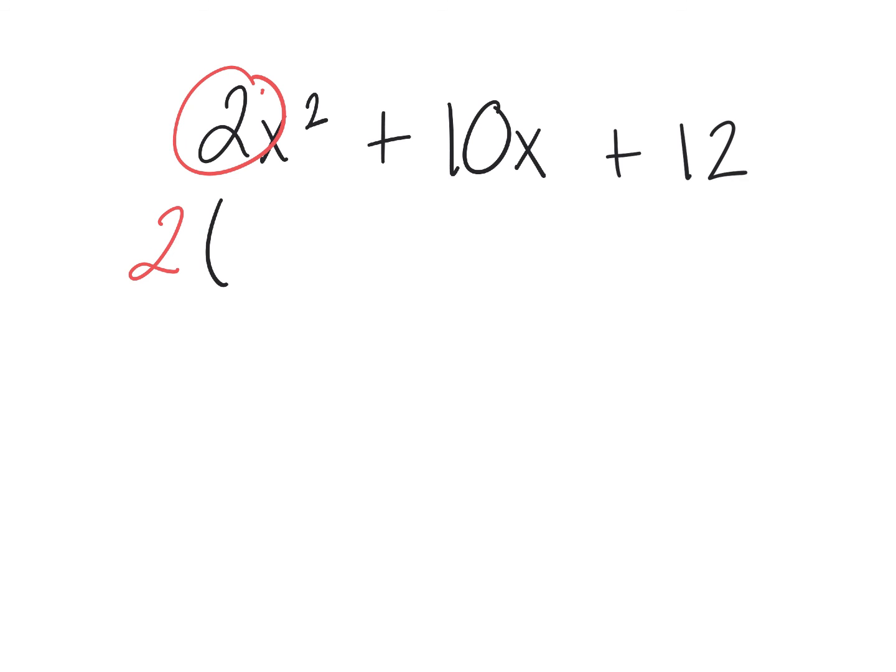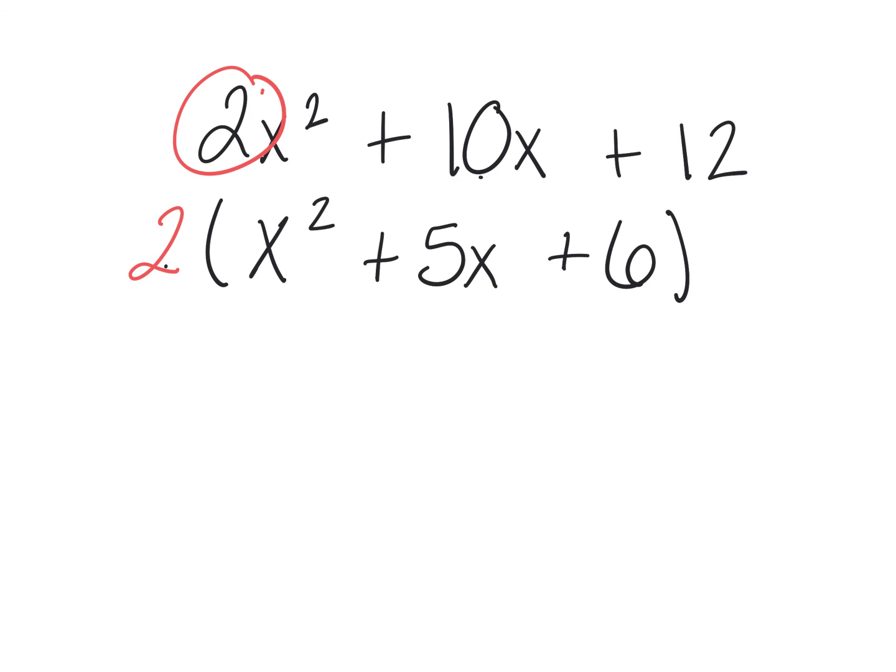So if I take out a 2, okay, or divide out a 2, so I'm undoing my distributive property, which goes all the way back to a 7th grade scale. So if I do 2x squared divided by 2, I'm left with just 2x. If I do 10 divided by 2, I have 5x. If I do 12 divided by 2, I'm left with 6. Okay, and so now from here, I'm going to factor this out.